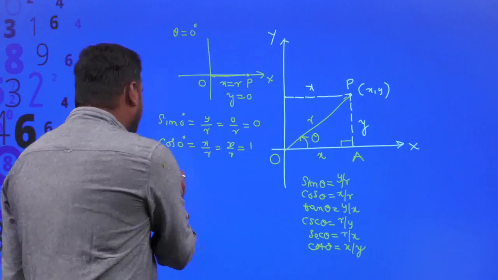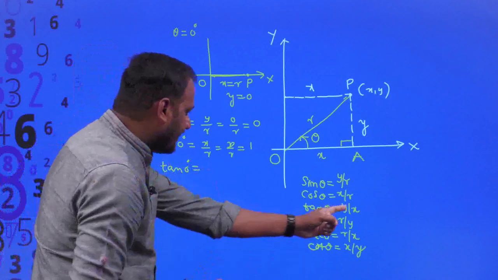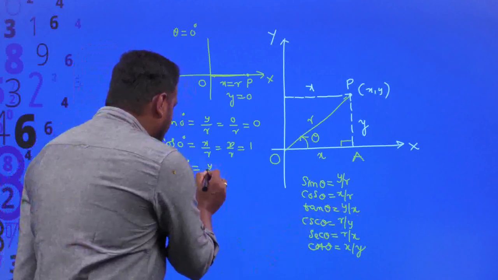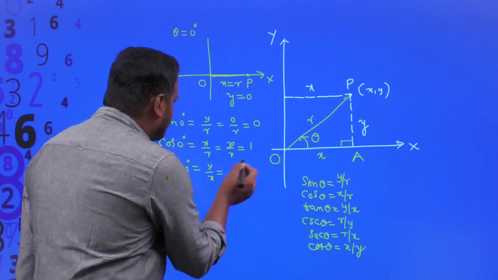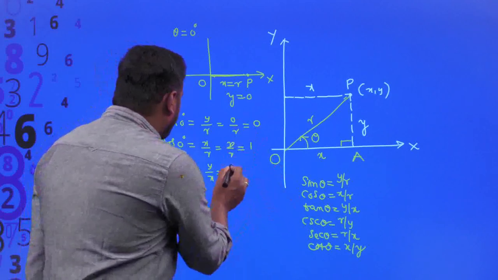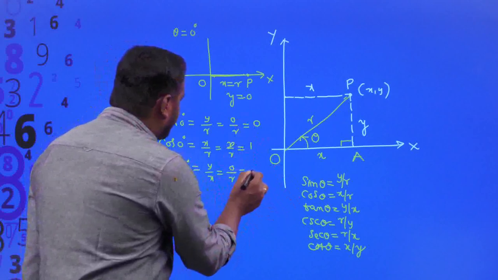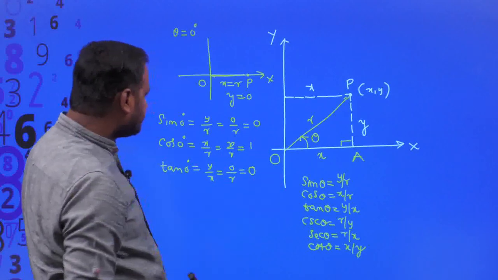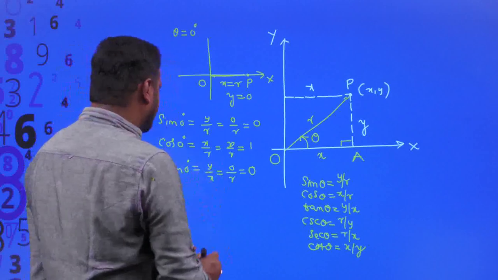Coming to tan, so tan 0 degrees is equal to Y divided by X. So Y by X, what is the value of Y? Y is equal to 0, divided by X, which is equal to R. The value of 0 divided by R is equal to 0, 0 by anything is equal to 0, right? So tan 0 degrees is equal to 0.